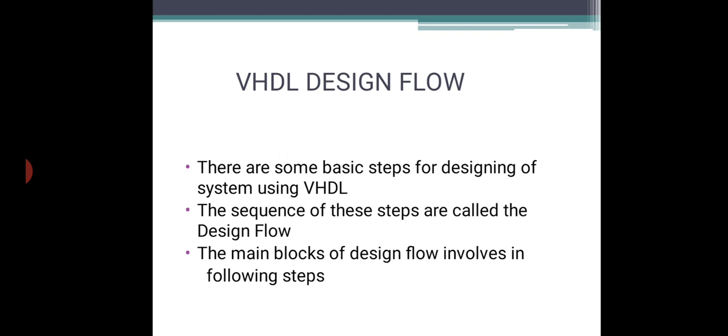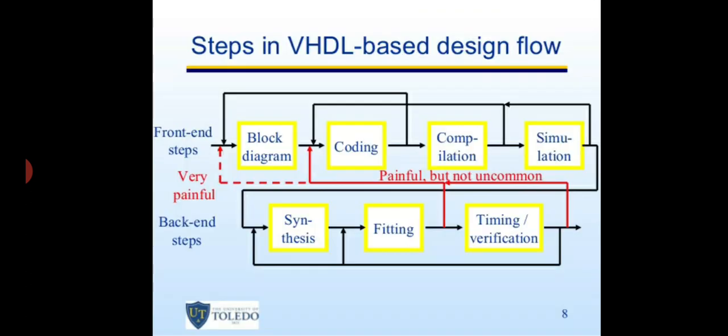So coming to the block diagram, nothing but the circuit diagram, the VHDL design flow circuit diagram, there are two types of processes: front end steps and back end steps. For constructing an IC, those two are required. If you take the front end process, we have the circuit diagram. By using the components, we will construct the circuit diagram, and after that we will go for the compilation. If there are any syntax errors, it will return back to the block diagram and we will modify it.